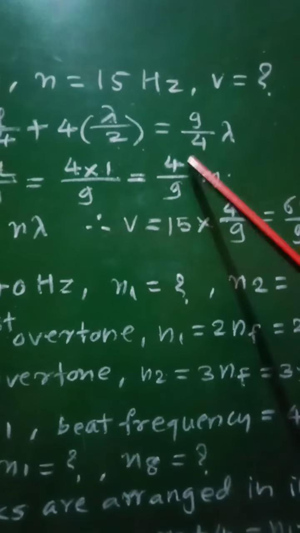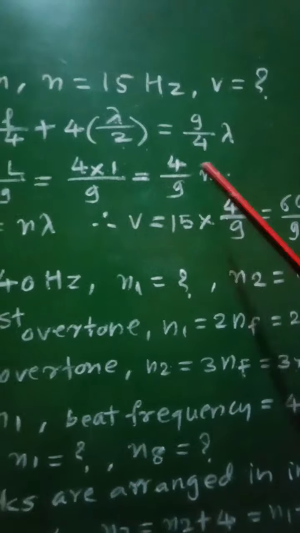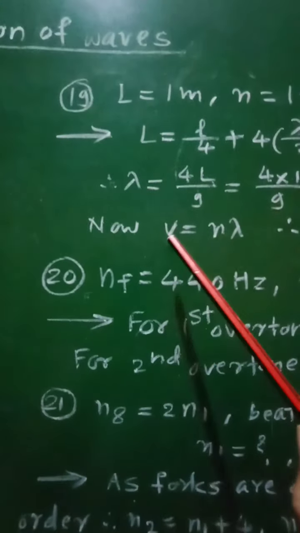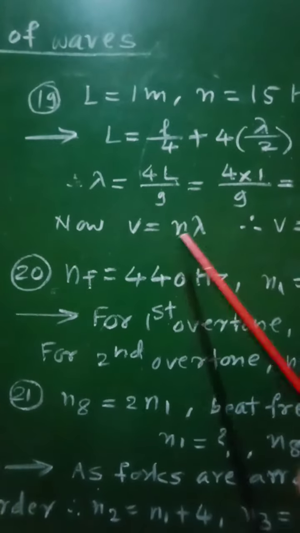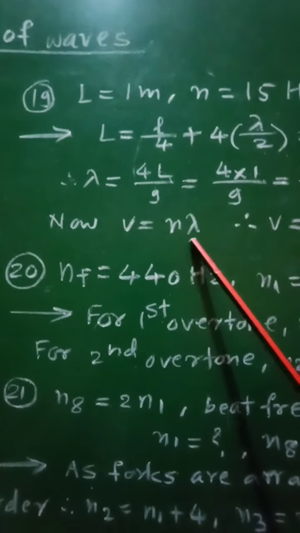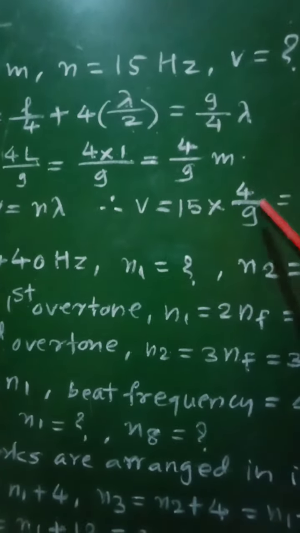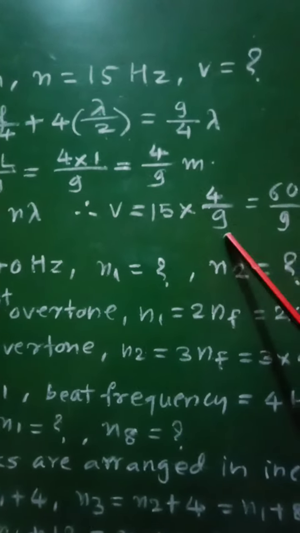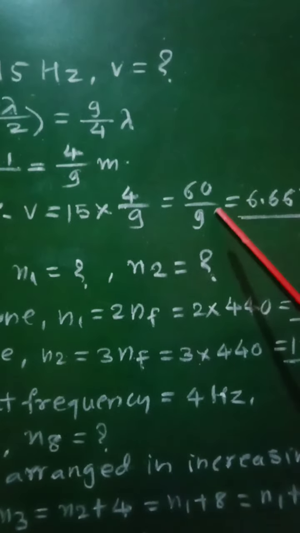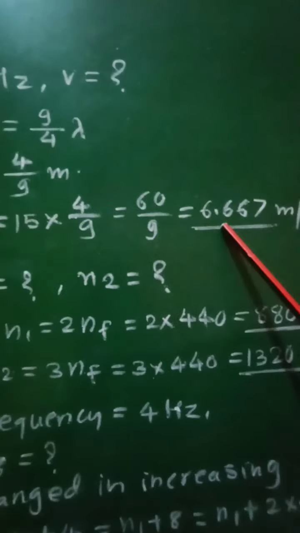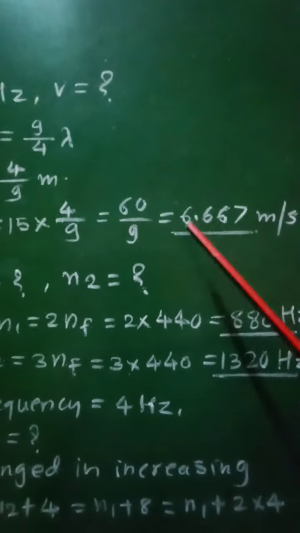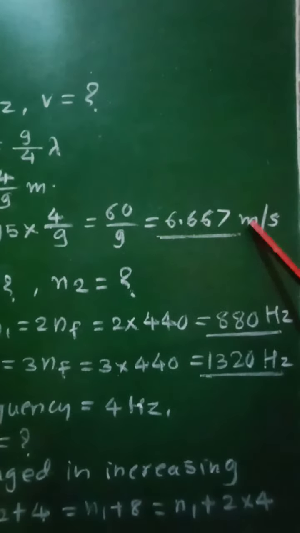Therefore lambda is equal to 4 by 9 meter, and now v will be equal to n lambda. v is equal to n lambda. Therefore v is equal to 15 into 4 by 9, which comes out to be 60 by 9, that is equal to 6.667 meter per second.